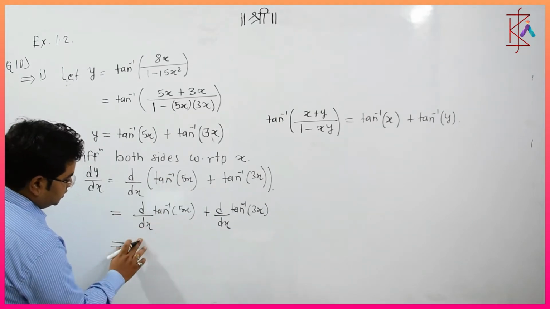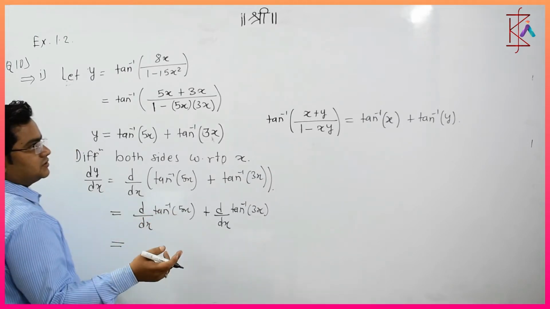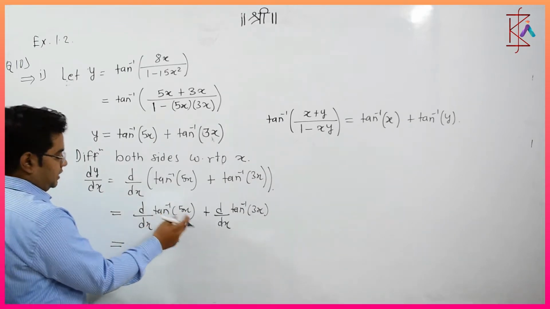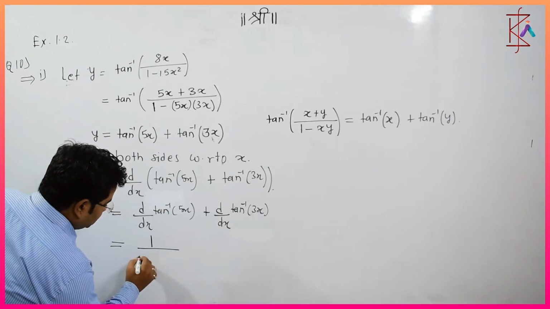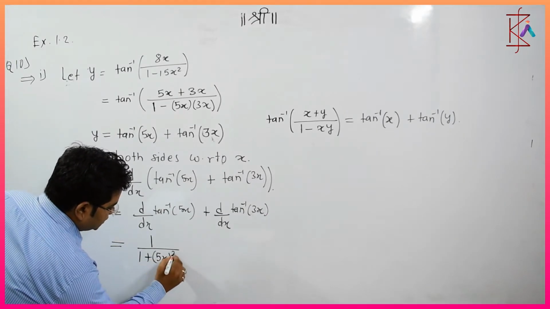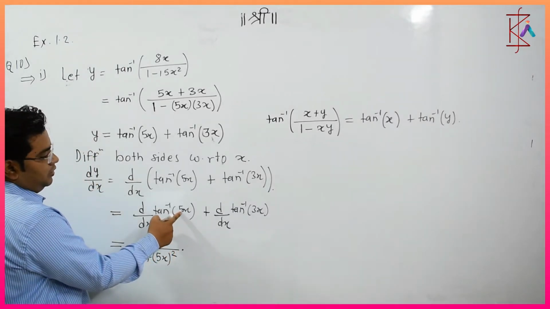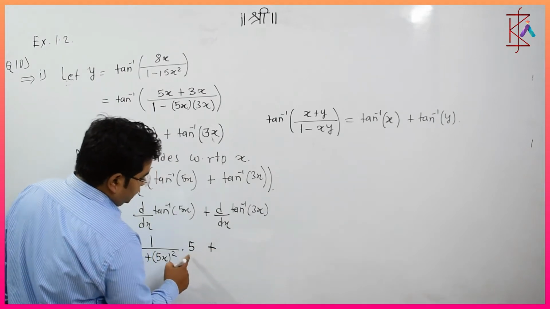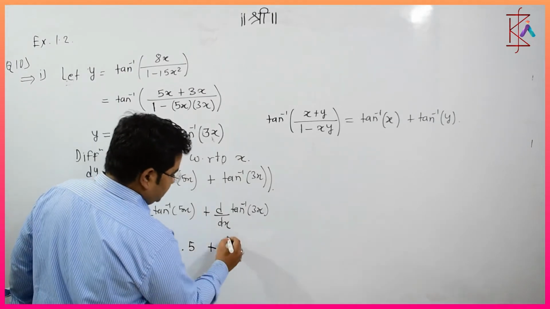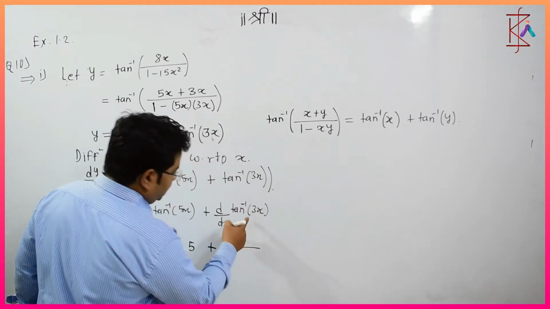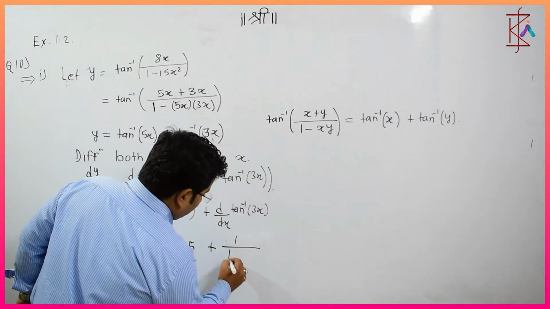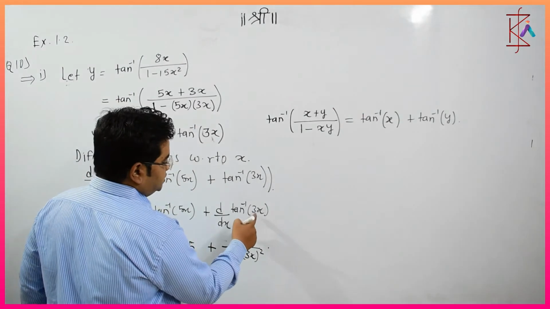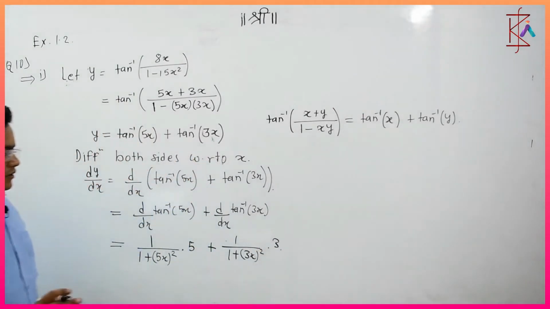Now next step, what is the derivative of this? The derivative of tan inverse x is 1 upon 1 plus x square. Correct. But here it is 5x, so we need to write 1 plus (5x) square into the derivative of 5x, which is 5 only. Plus again 1 upon 1 plus (3x) square into the derivative of 3x, which is nothing but 3. Hope you understood.